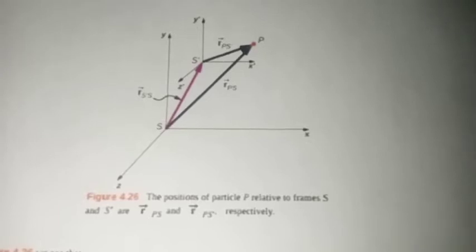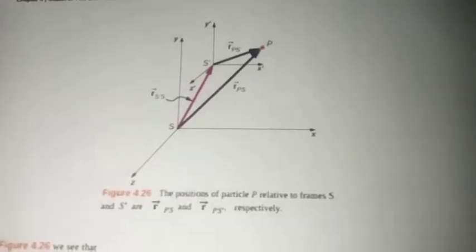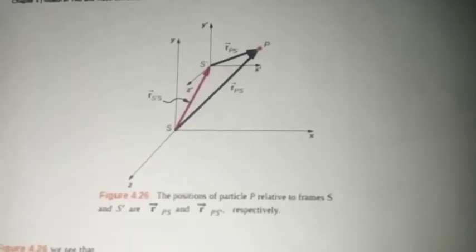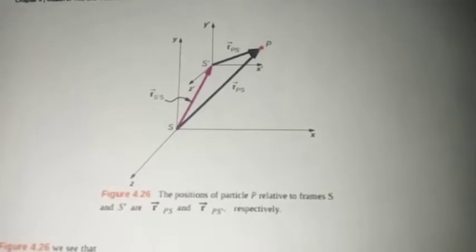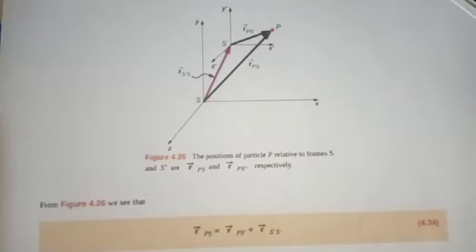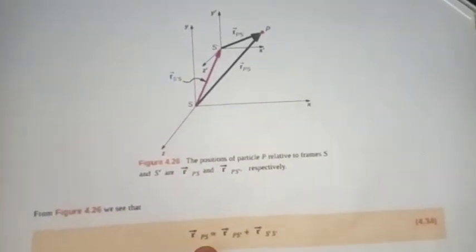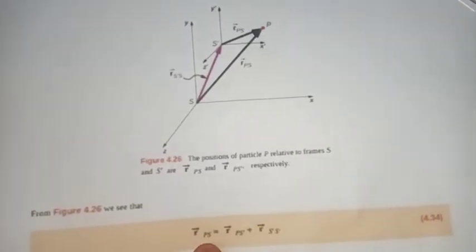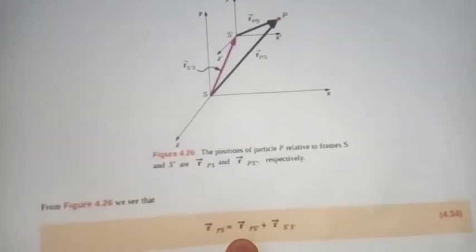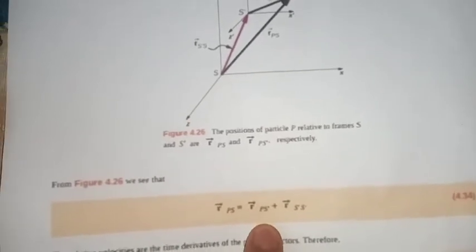Relative velocity in 2 dimensions. We can now apply these concepts to describing motion in 2 dimensions, considering a particle P and reference frames S and S prime. From this figure, we can see that the position vector in frame S is the position vector in frame S prime plus the vector from the origin of S to the origin of S prime.